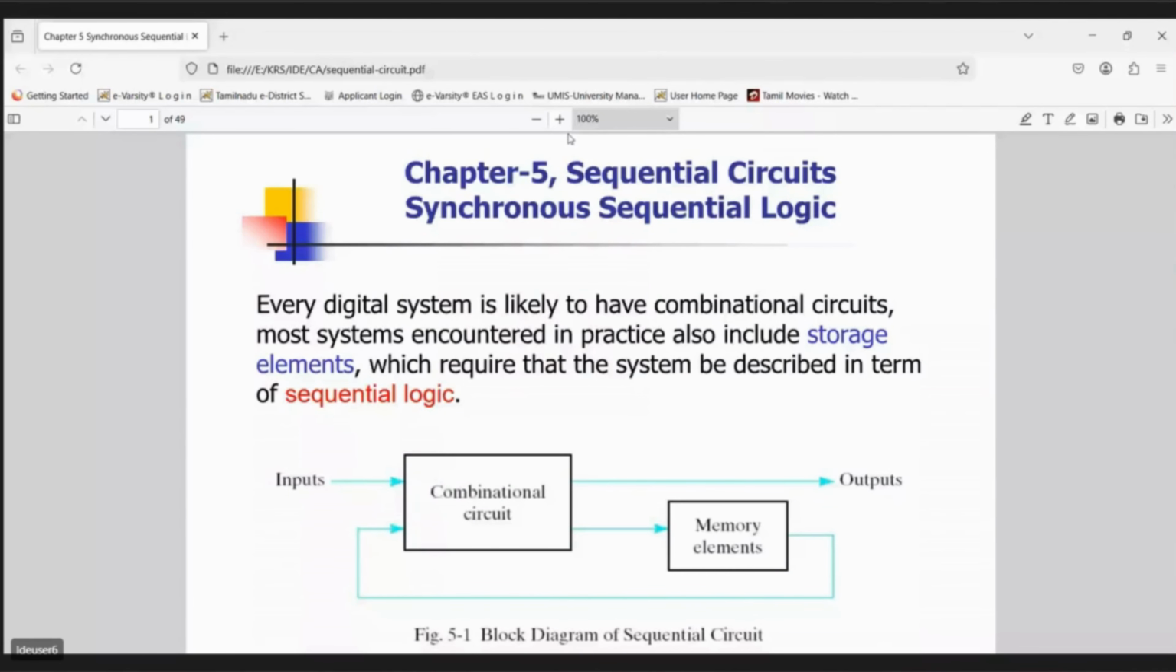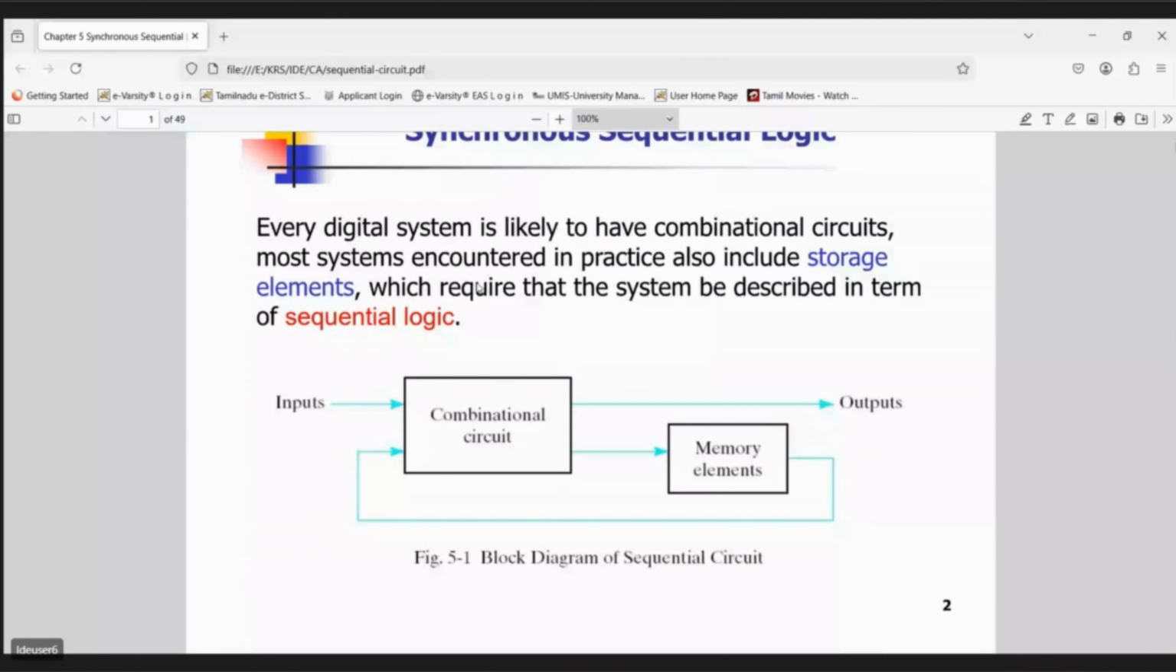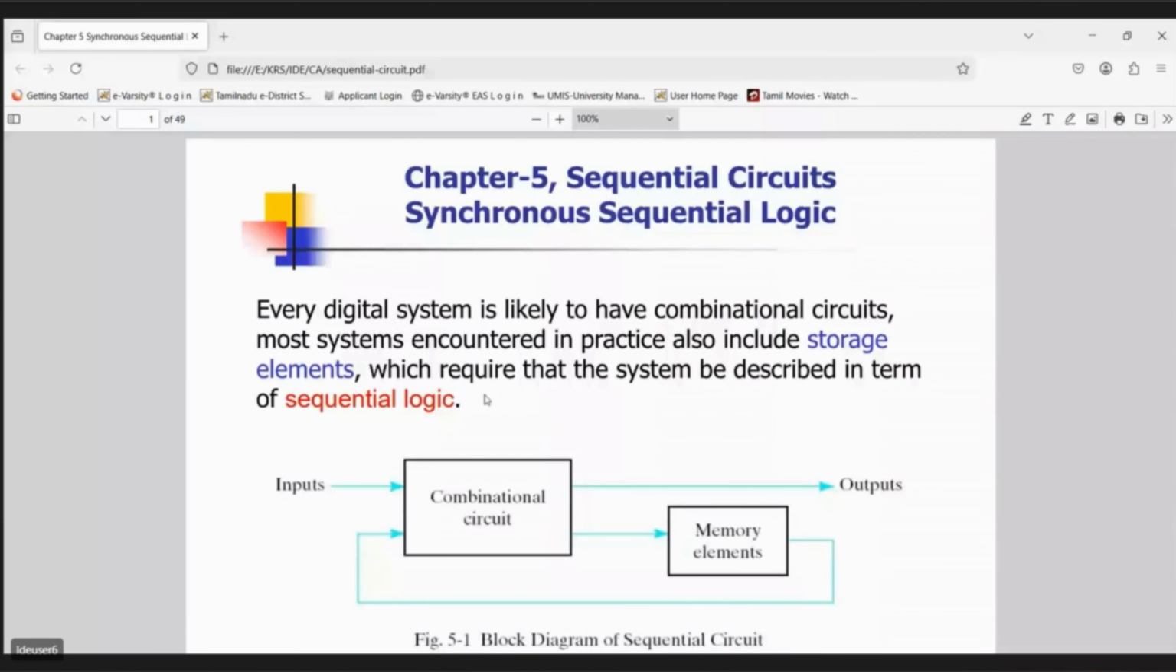So the block diagram of a sequential circuit is a combination of both the combinational circuit and memory elements. You can store the values, the binary values, either zeros or ones. The best example for sequential logic is the flip-flop, in which you can store at least one bit of binary information, either zeros or ones.